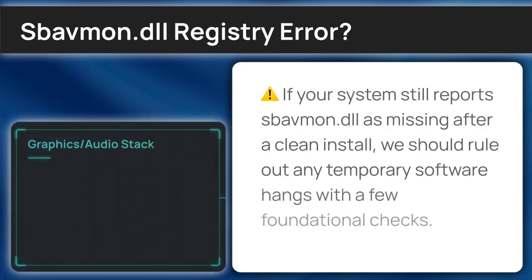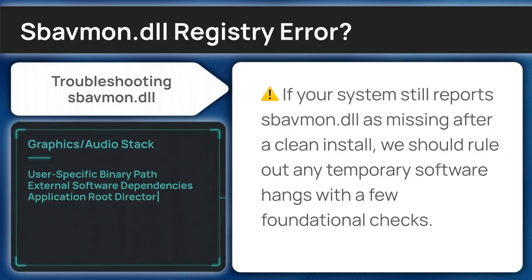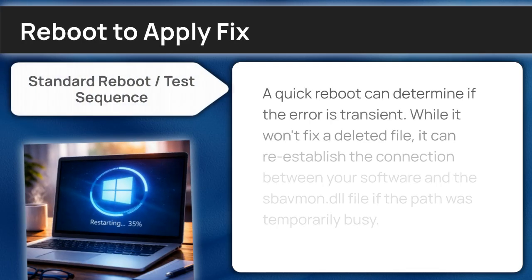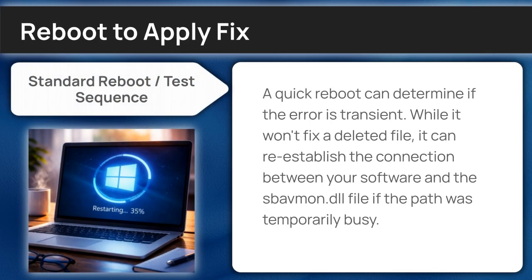If you're still stuck after the reinstall, our next priority is to check for any active blocks in the system path. A system reboot is a reliable way to clear away zombie processes that might be interfering with the Sbavmon module. It's a low-impact step that ensures your operating system is starting with a synchronized environment.